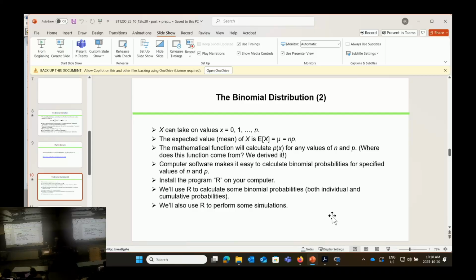So we're going to use R to calculate some binomial probabilities. We're also going to use it to perform some simulations, and the simulations are where it gets really quite cool. And let me just bring that up for the current thing.